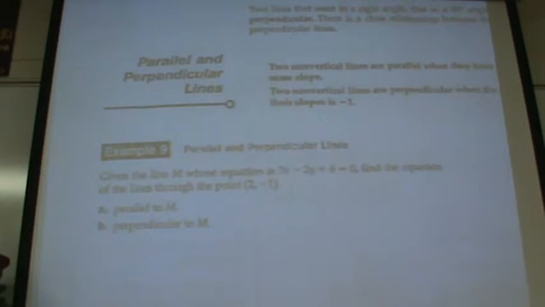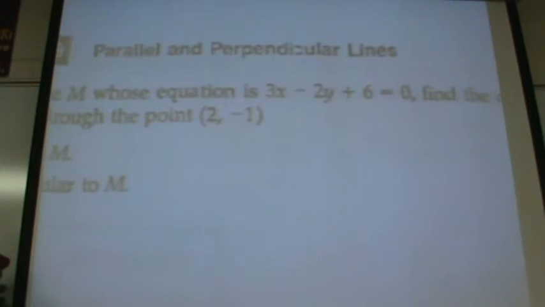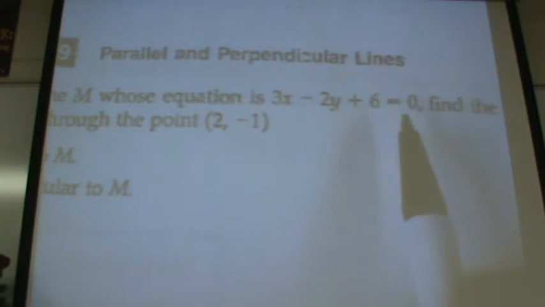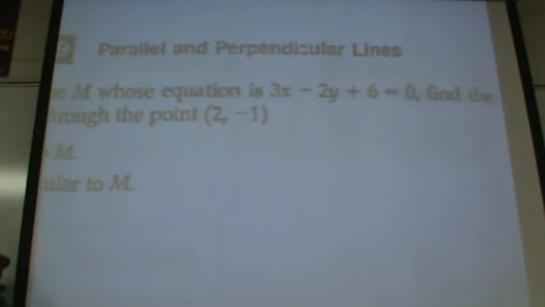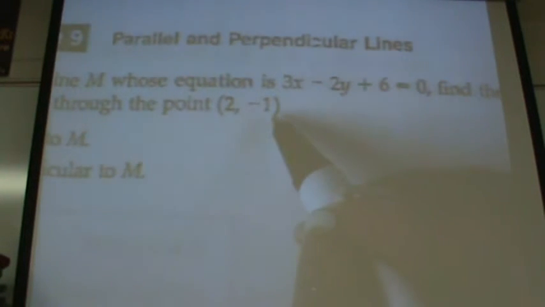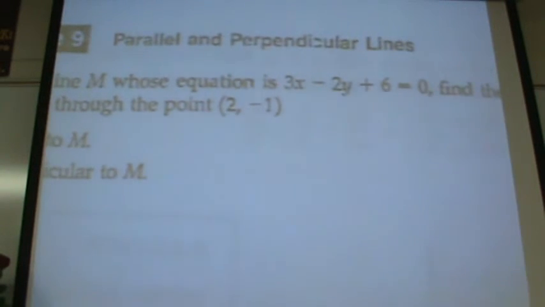Do you remember the relationship about their slopes? Opposite reciprocal. Okay, so now, question for you. I'm going to give you an equation of a line. Here it is. It's 3x minus 2y plus 6 equals 0. I want you to write an equation of a line that has this point (2, -1) in it, but one that's parallel to that and one that's perpendicular to that line.